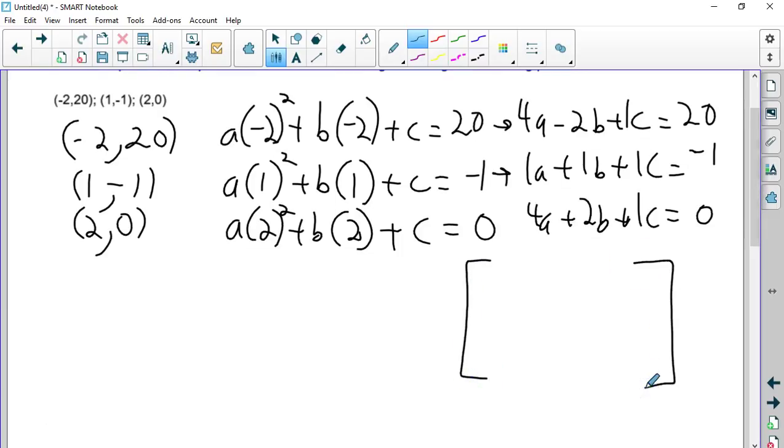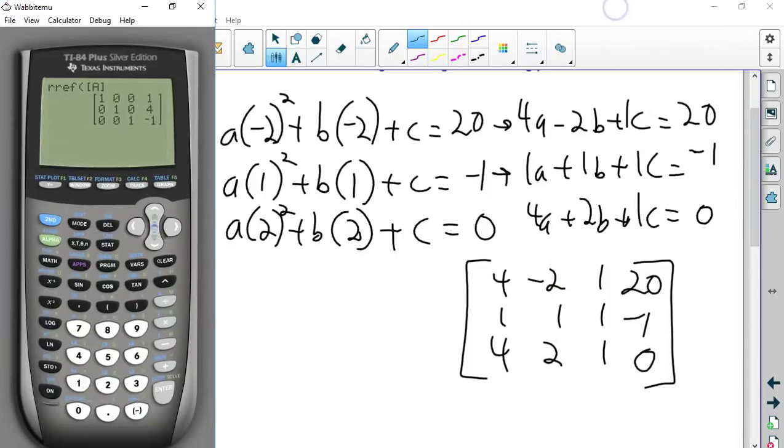And this is what I want to enter into my calculator. So I have 4, negative 2, 1, and 20. 1, 1, 1, negative 1. And 4, 2, 1, and 0. I pull up my calculator. Clear. Go into matrix. Edit. I already have 3 by 4. So I just enter till I get to the first number. And I'm going to put in 4, negative 2, 1, 20, 1, 1, 1, negative 1. And then last but not least, 4, 2, 1, 0.